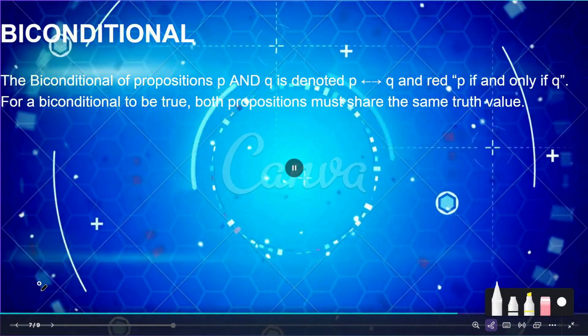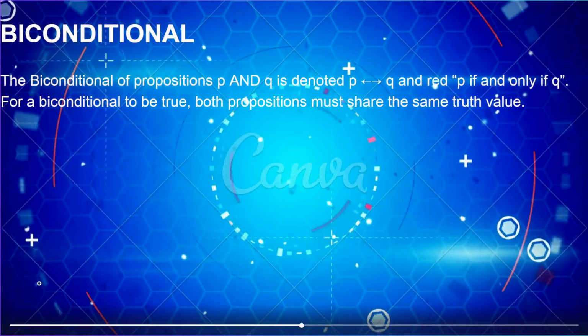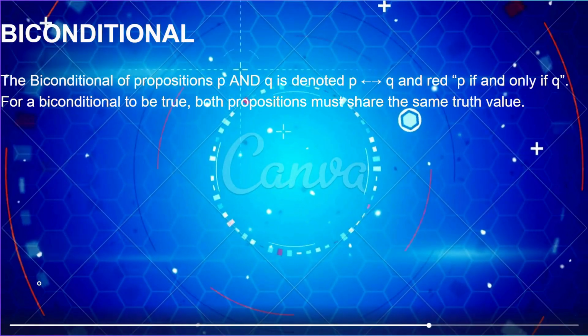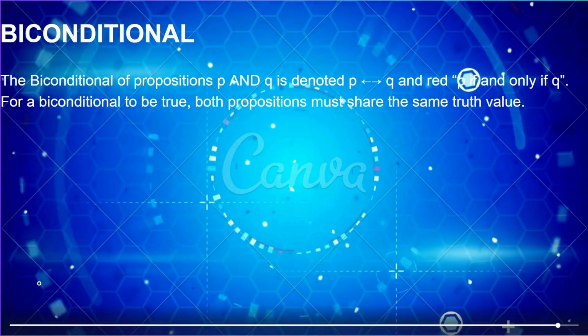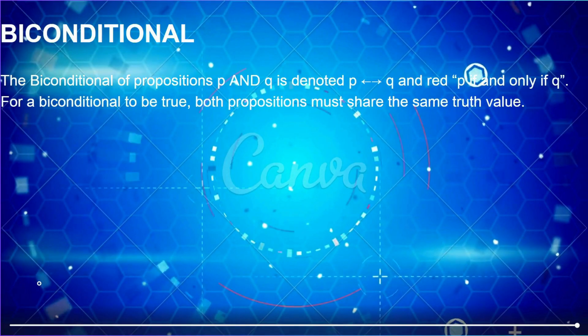Okay, the next one is the biconditional. The biconditional of propositions P and Q is denoted P if and only if Q, and read "P if and only if Q". For a biconditional to be true, both propositions must share the same truth value. So if P and Q are both true, then it will be true, and different truth values will become false. If both P and Q are false, then it will be true.